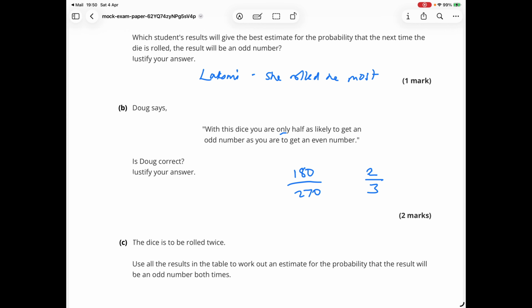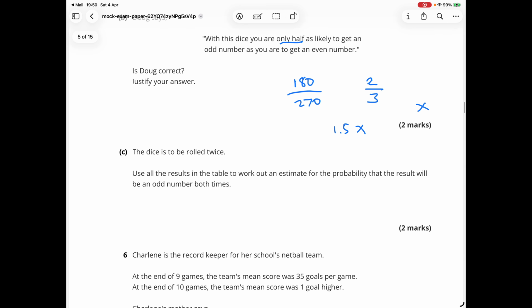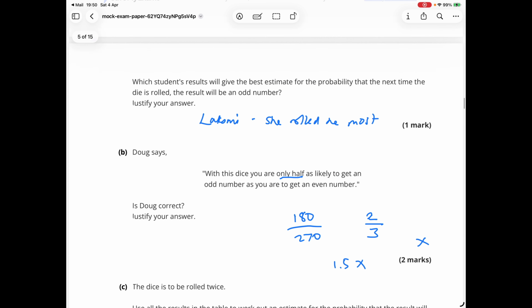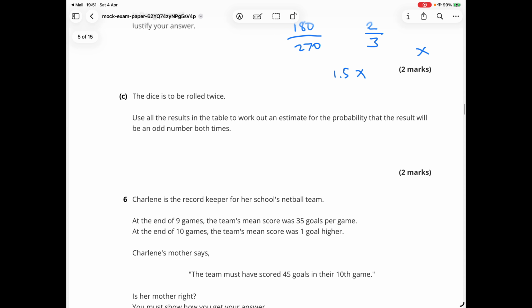With this dice, you're only half as likely to get an odd number as you are to get an even number. Well, no, you're not. You're 1.5 times as likely to get an odd number as to get an even number. So wrong. The dice is to be rolled twice. Use the results in the table to work out an estimate for the probability the result will be odd both times.